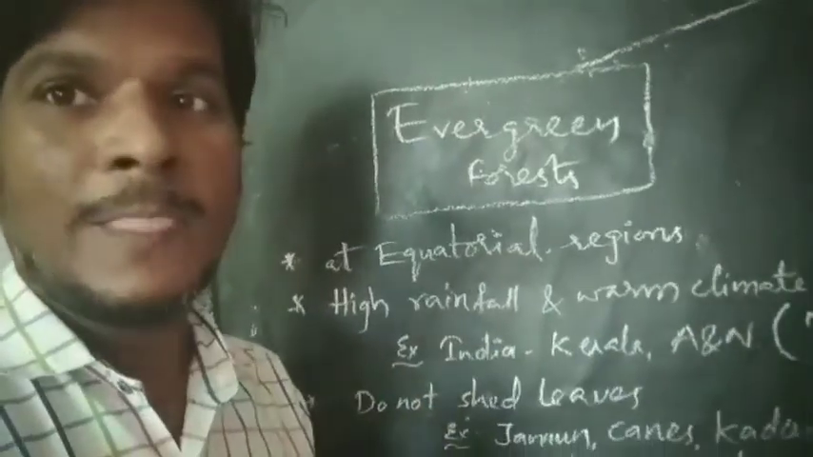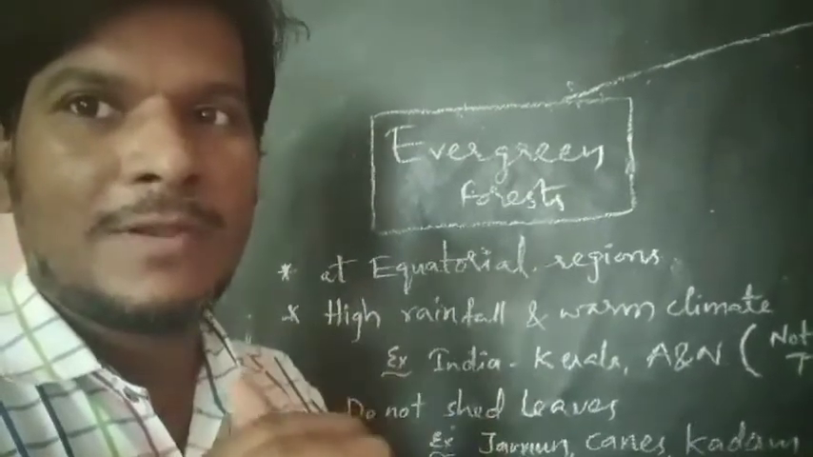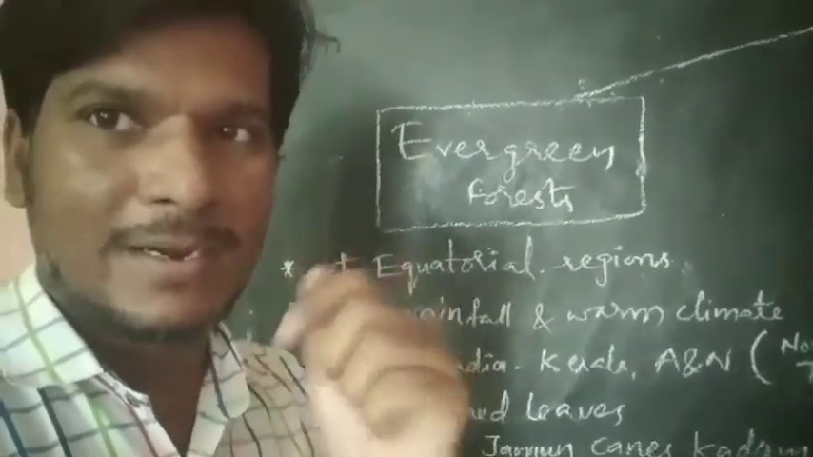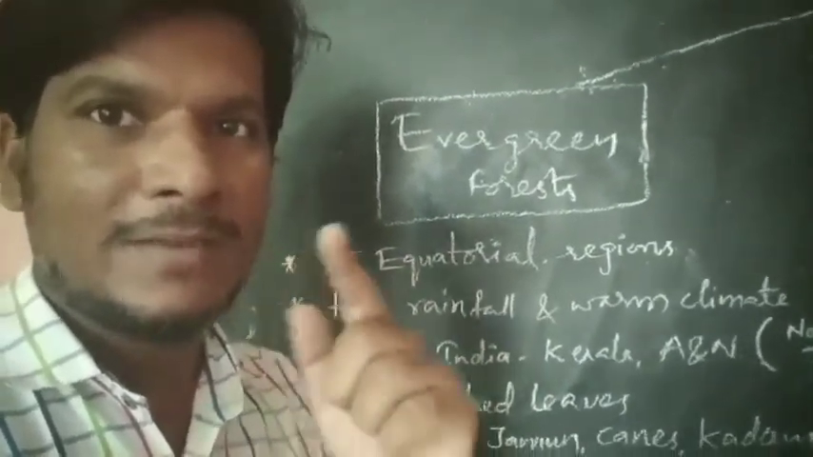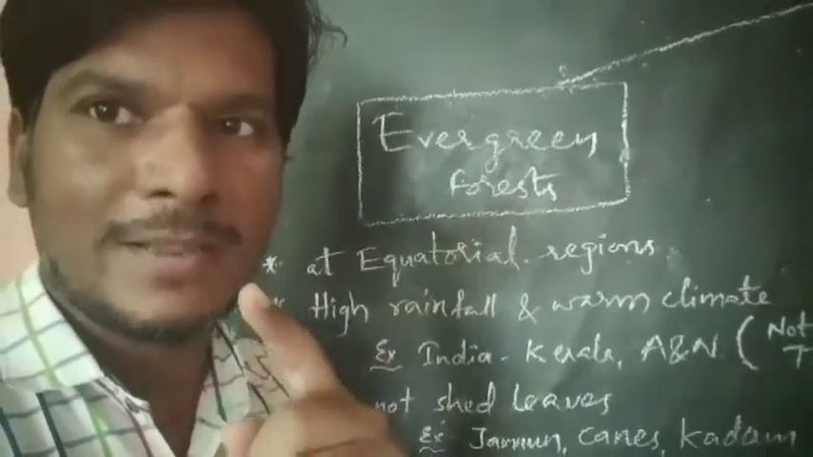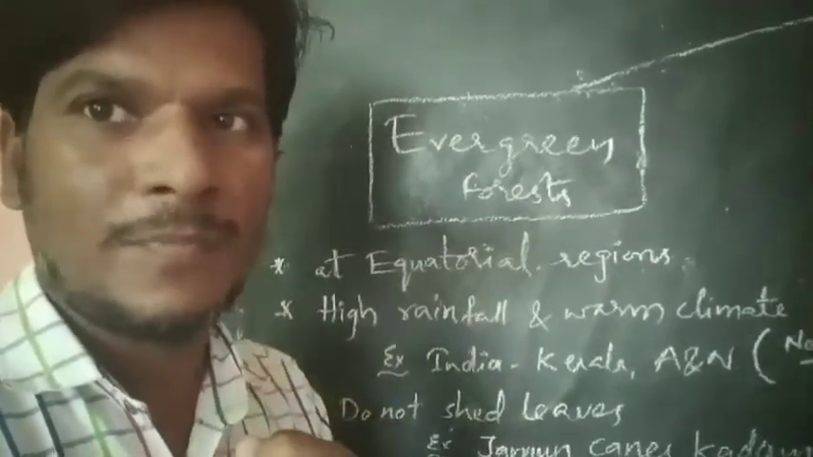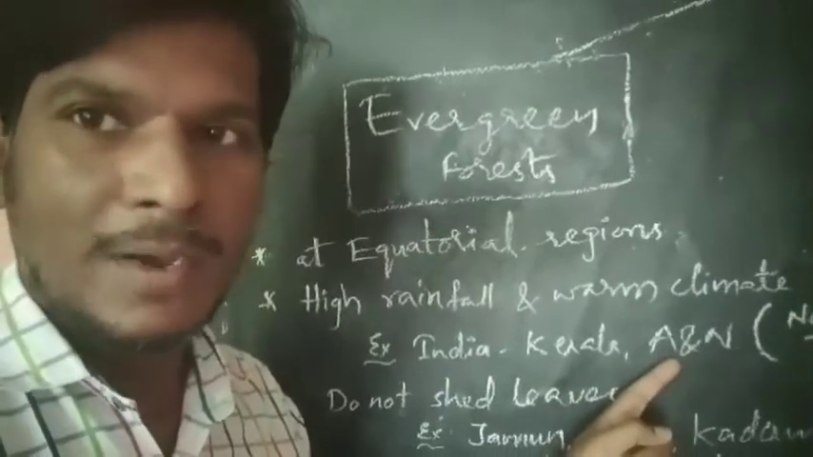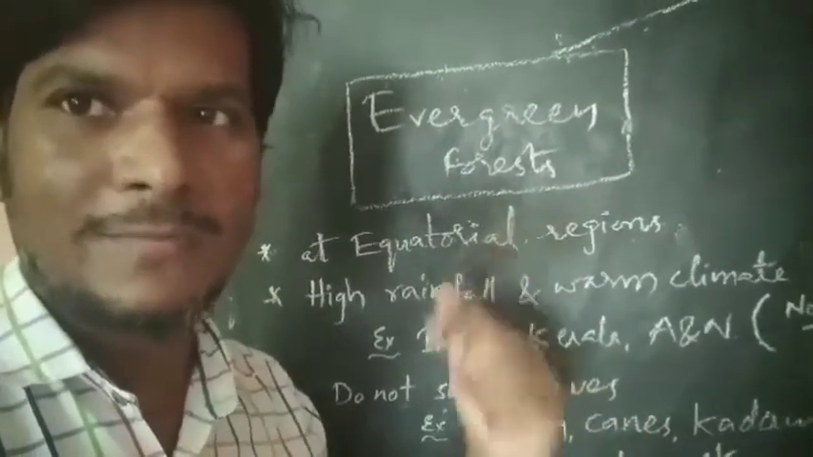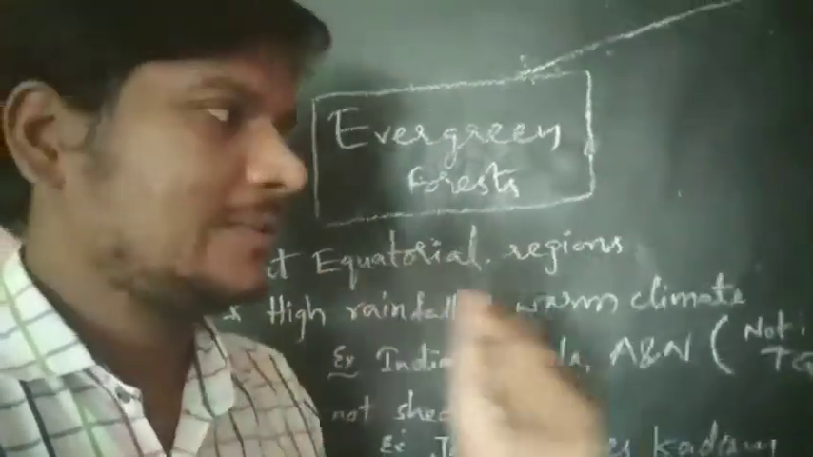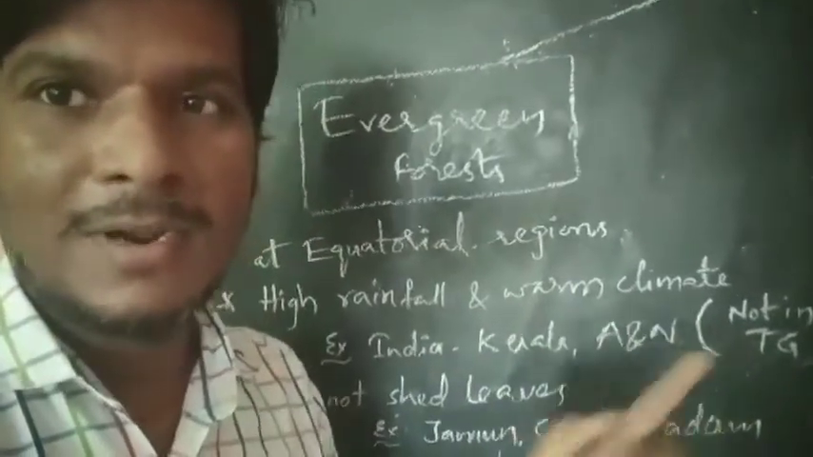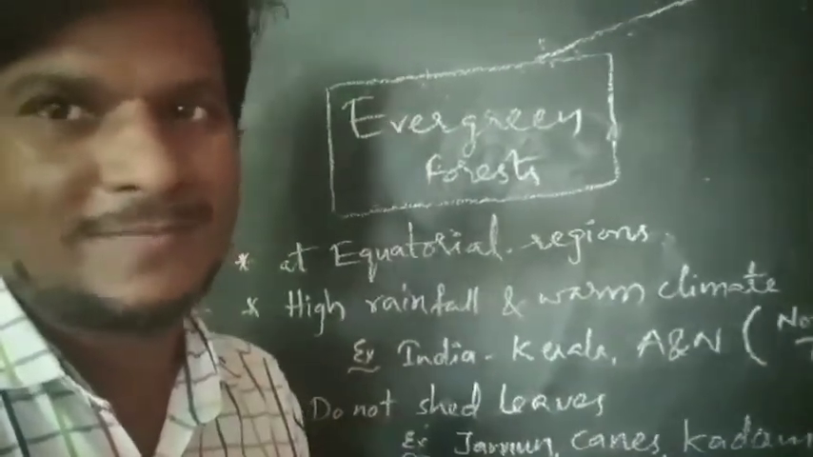In India, which places are near to the equator? The southern part of India, particularly Kerala. So in Kerala state we can find this kind of evergreen forest, and particularly in the islands of Andaman and Nicobar. Andaman and Nicobar, Kerala, both have evergreen forest because they are near to the equator. Next, Telangana. Telangana does not have such type of evergreen forest.